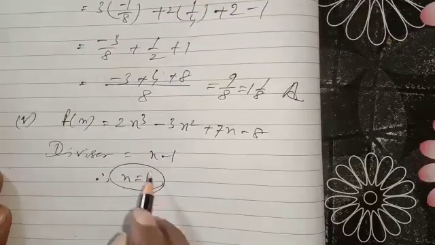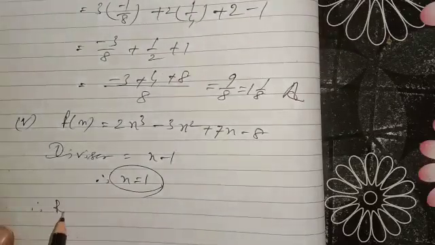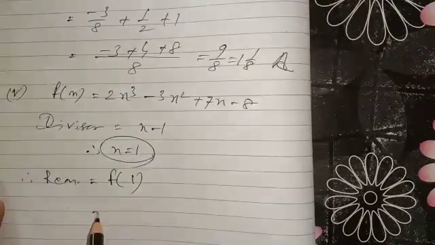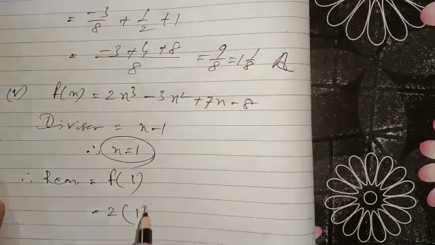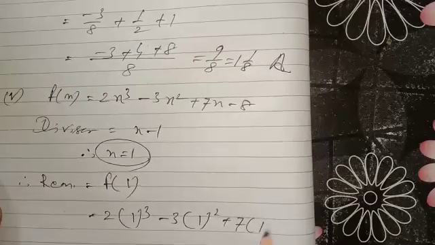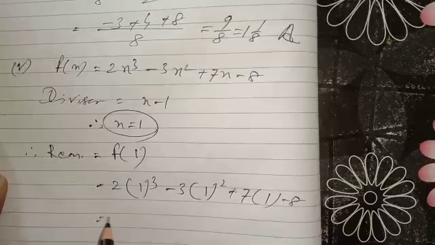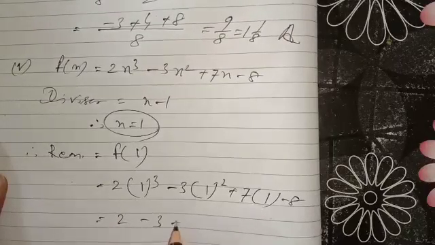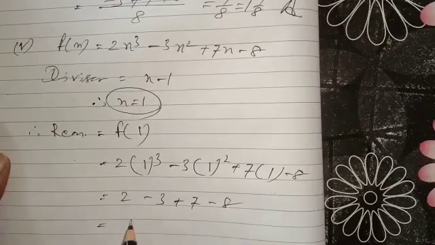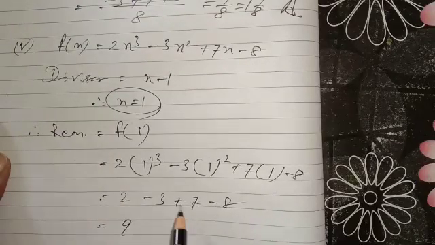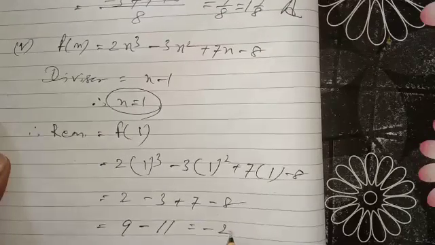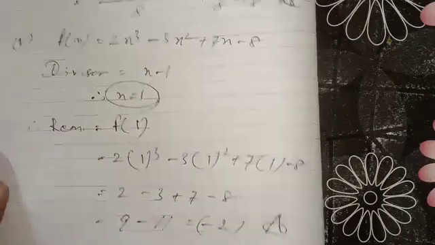So why am I finding like this? To get the remainder, putting x is equal to 1 in the given polynomial, that is f of 1. Now put x is equal to 1, that is 1 cube minus 3 into 1 square plus 7 into 1 minus 8. How much are you getting? 2 minus 3 plus 7 minus 8. 2 plus 7, that is 9, minus 3 minus 8 minus 11. 9 minus 11 is minus 2. What is the remainder? Minus 2 is the remainder.